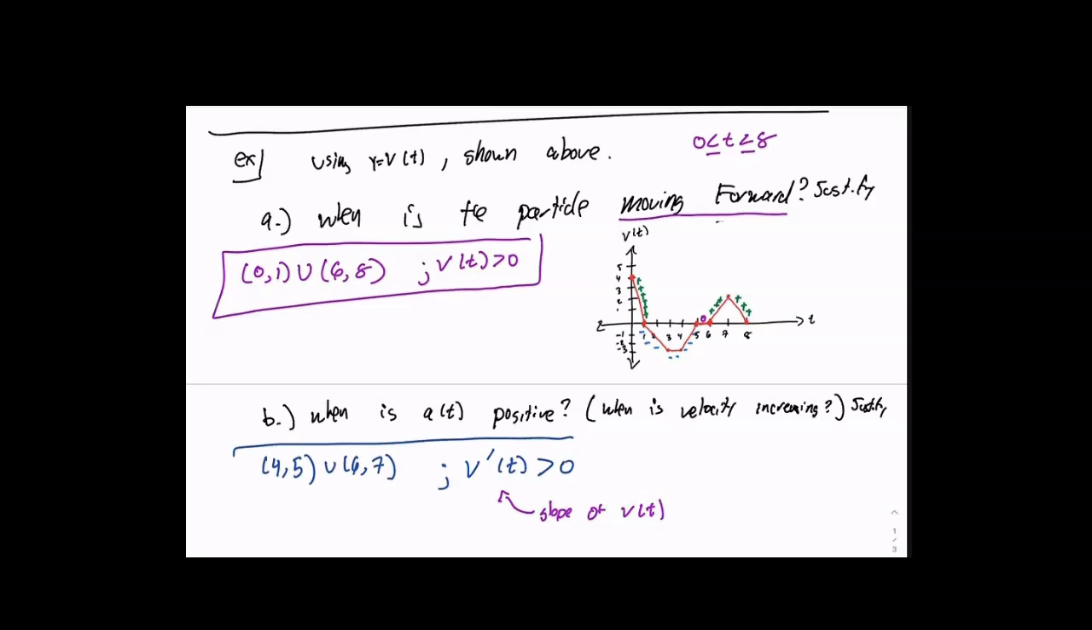I am looking at the slope. Don't overthink it. I'm literally asking you, if I gave you this graph and I said, where is the slope positive? It doesn't matter if you're above or below the x-axis, or the t-axis in this case. You're just looking for slope being positive or negative.